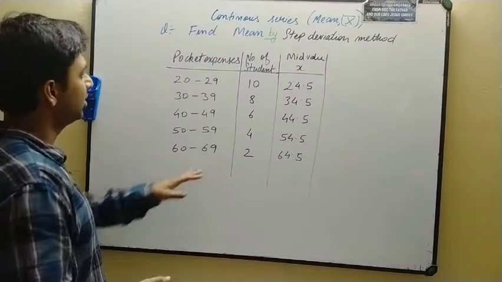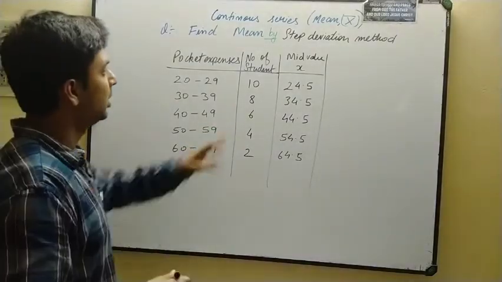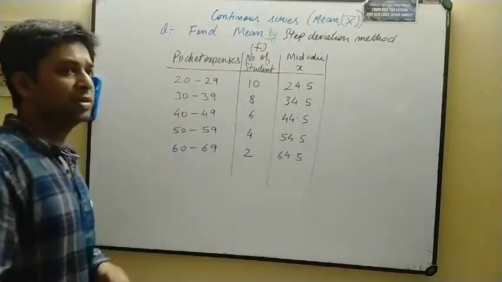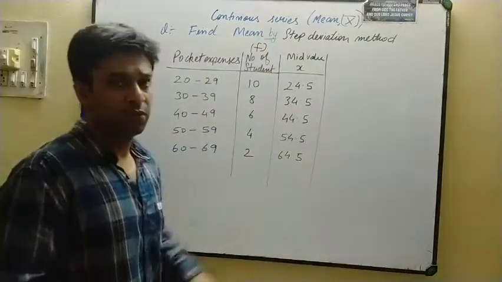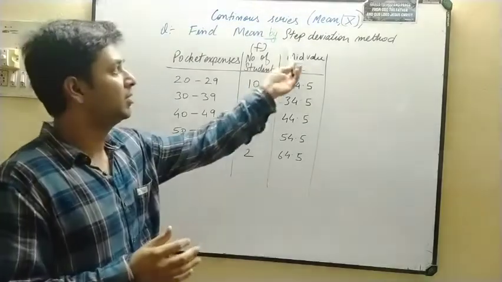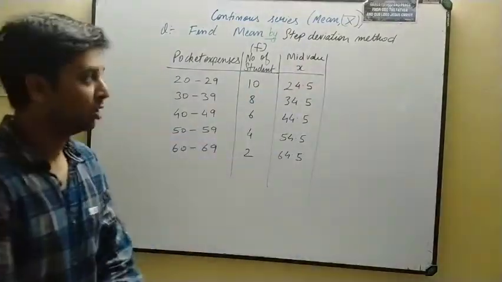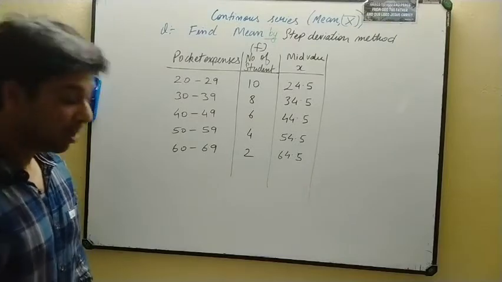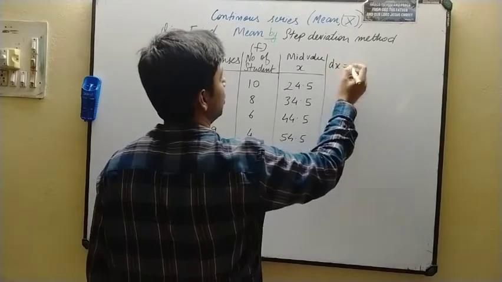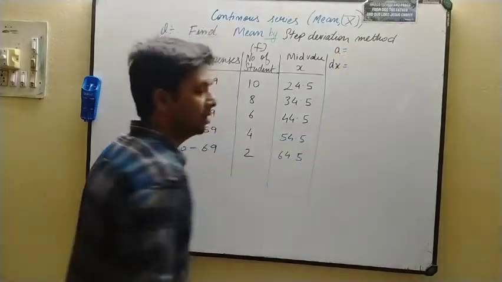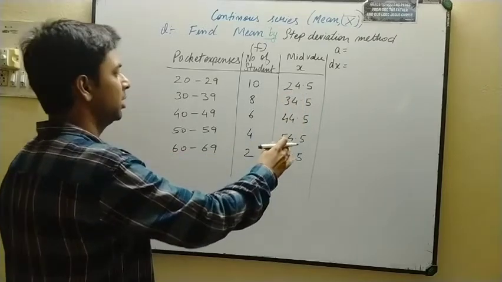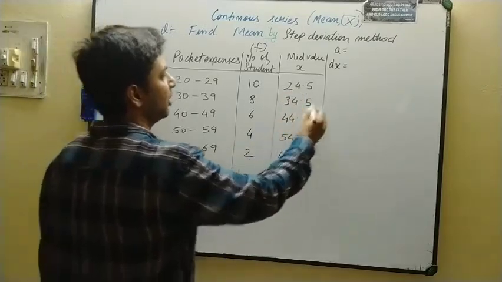Now what are we supposed to do after this? We know this is frequency. Straight away we can do fx if you want to apply the direct method. But here we are solving this by the step deviation method. So what are we supposed to do here? Step deviation means we'll have to calculate dx first. So definitely you'll have to assume something as a. Your assumed mean should be there. What do you want to assume here? I would suggest that we can use 44.5.